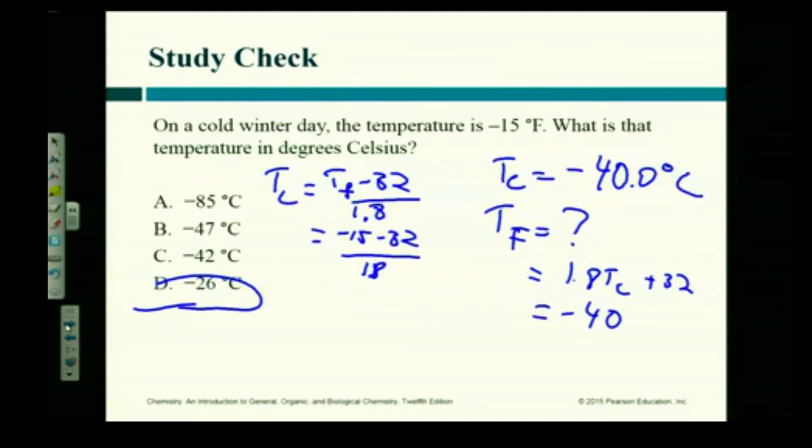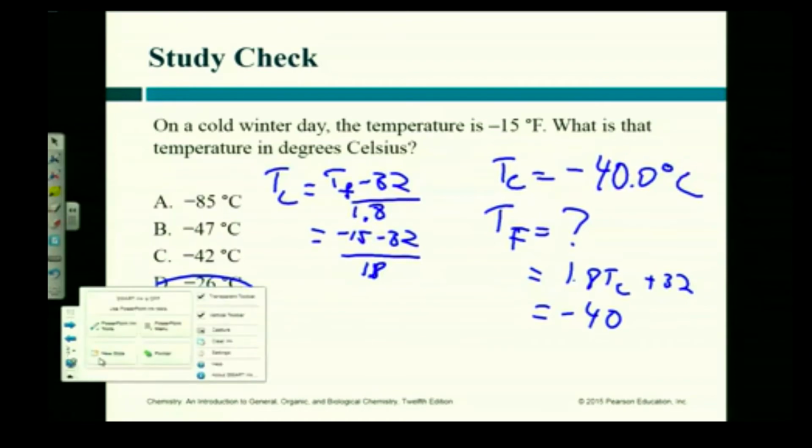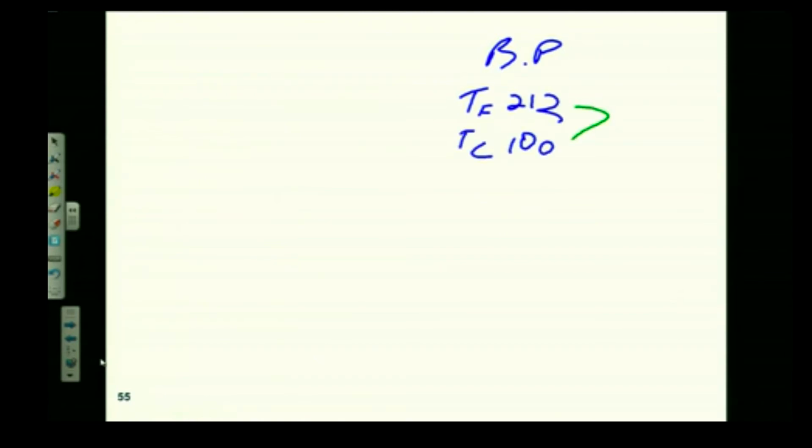All right. Now a lot of you are going, well, that can't be right. There's no way the two can be the same, right? I'm going to show you why that is. All right, watch. When water boils, what's the temperature in Fahrenheit? 212, and Celsius, it's 100, right? So what's that difference? 112.